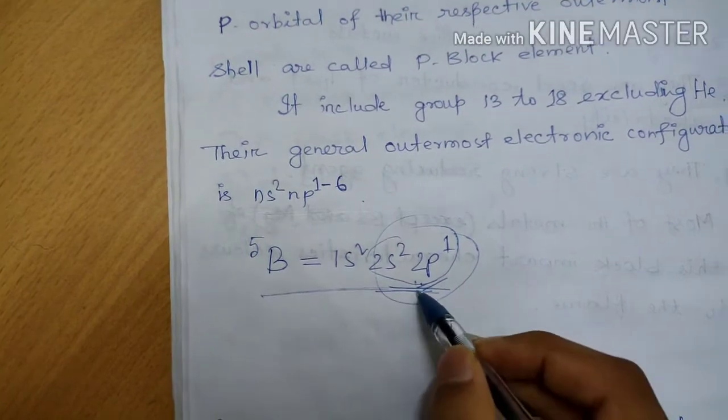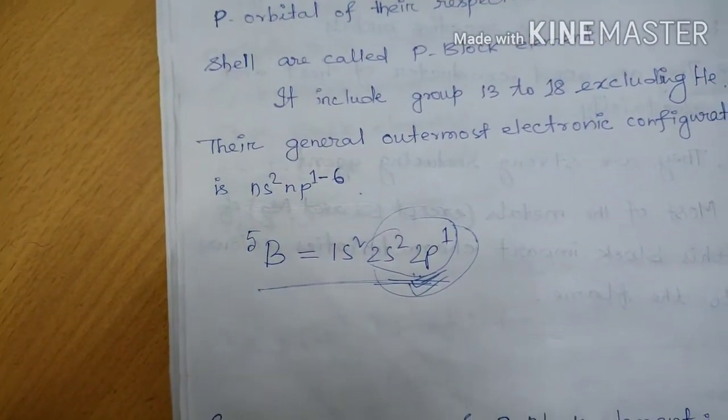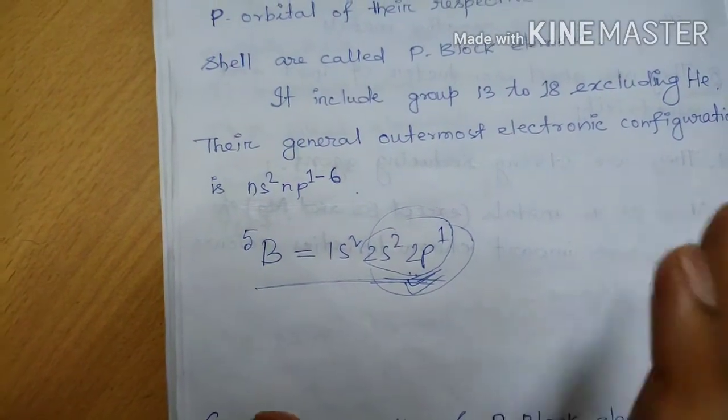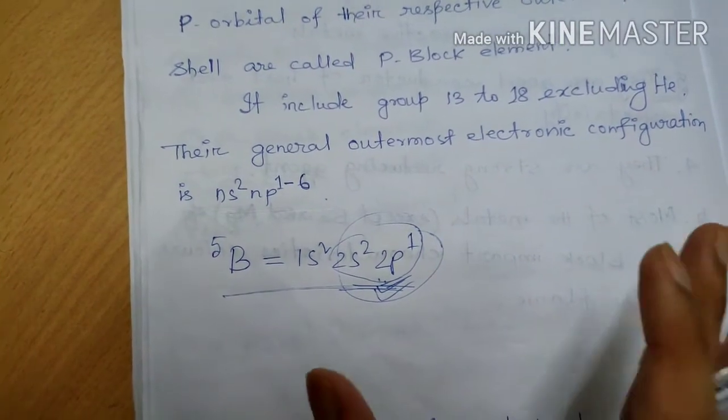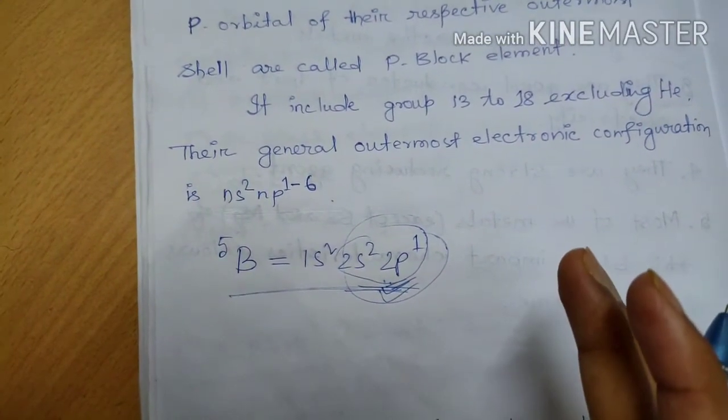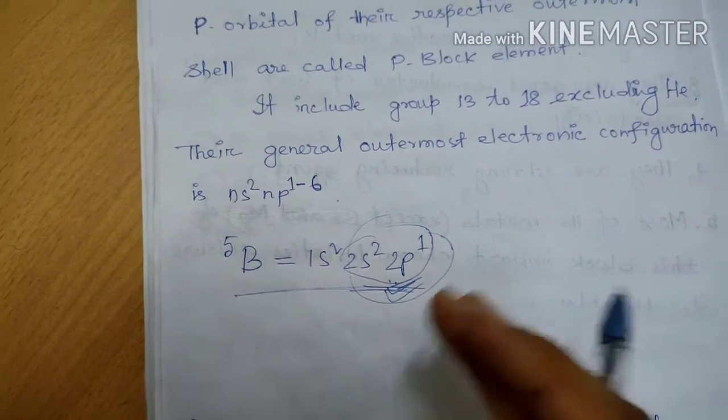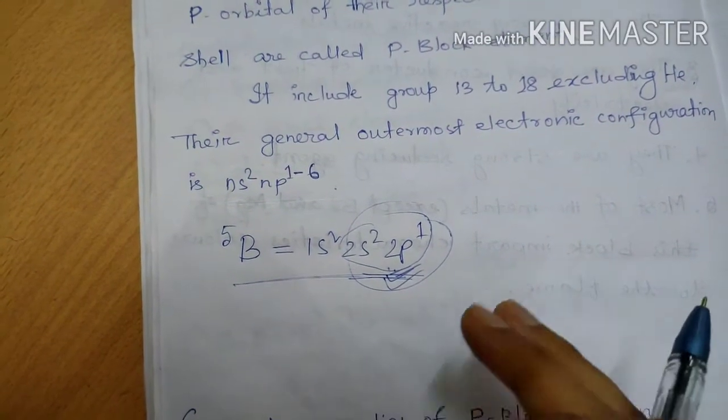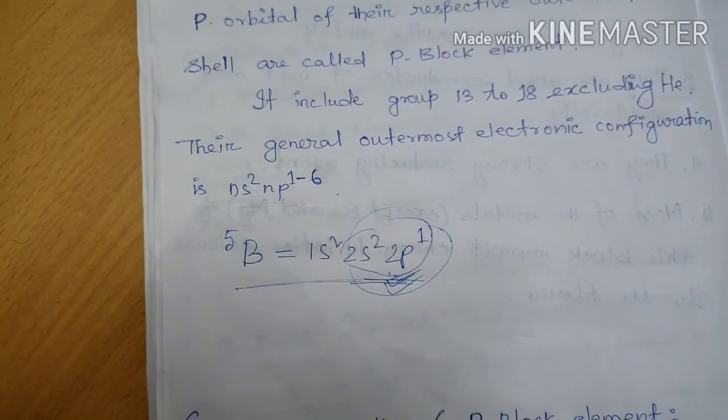So that's why boron is a p block element. Similarly, if we take any element from group 13 to group 18, then the valence electron will enter the p orbital, and that's why that element will be called a p block element.